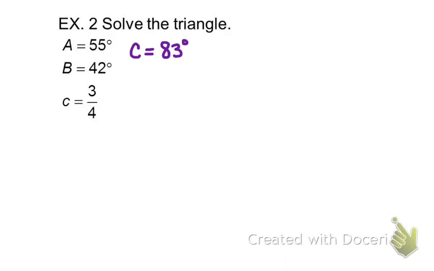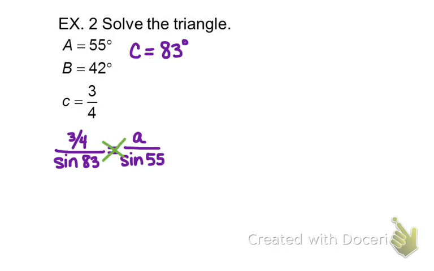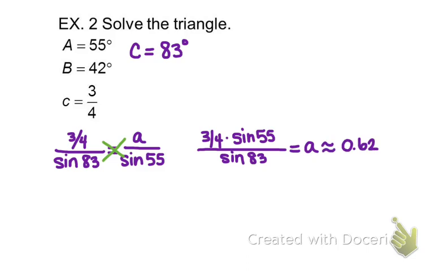Now I have enough information to be able to use the law of sines and set up my proportion. I have side C and angle C, and so that's what I'm going to use to start my proportion. So I'm going to do 3/4 over the sine of 83 is equal to little a over the sine of 55. So I'm going to cross multiply. So this time I'm going to do 3/4 times the sine of 55 and then divide by the sine of 83. So I'm just skipping a step in this one and moving straight toward multiplying and dividing. So if I type this in your calculator, you should get that little a is approximately 0.62.